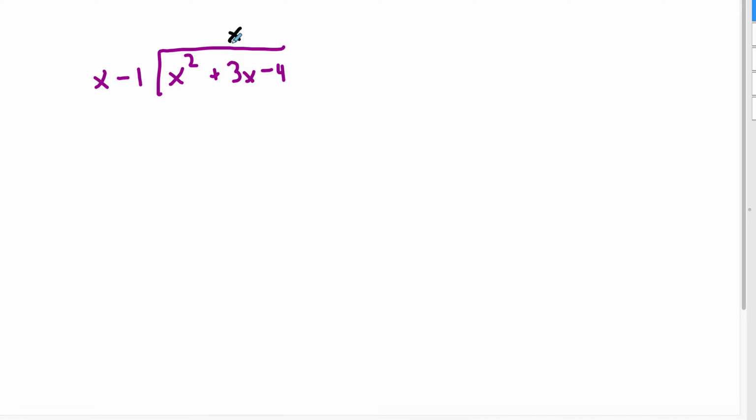Remember, it's important to start off by lining this up. And we would expect linear times linear to be a quadratic, right? So x times x, x squared, x times negative 1, minus x, or minus 1x. And then we're going to subtract. x squared minus x squared, gone. 3x minus a negative, or plus x, is 4x. And then we bring down the minus 4.